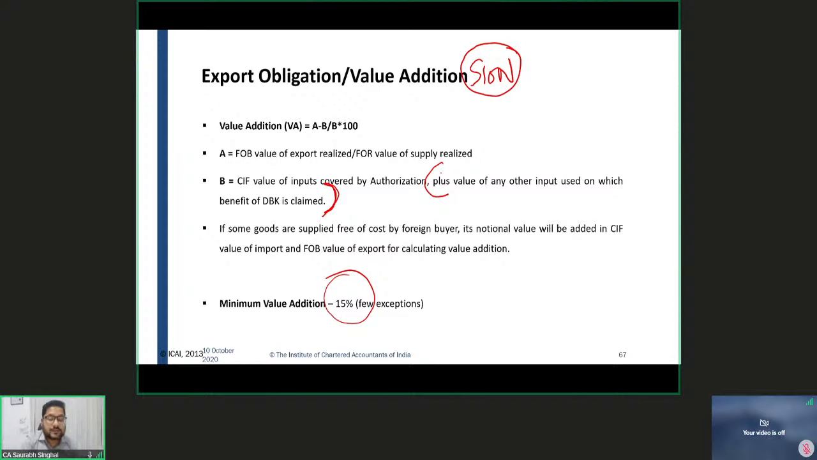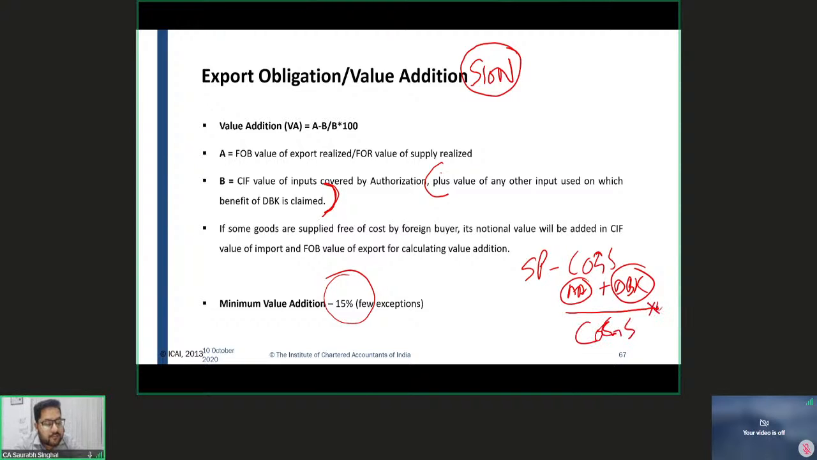This thing will apply. What is this thing? CIF value of inputs covered by authorization. So, while calculating sale price minus COGS, you have to take not just advance authorization goods but also DBK goods, and then apply COGS and into 100. Did we all understand this? This is very, very critical and you may get a numerical on this. A minus B divided by B into 100. Selling price minus purchase price divided by purchase price into 100.